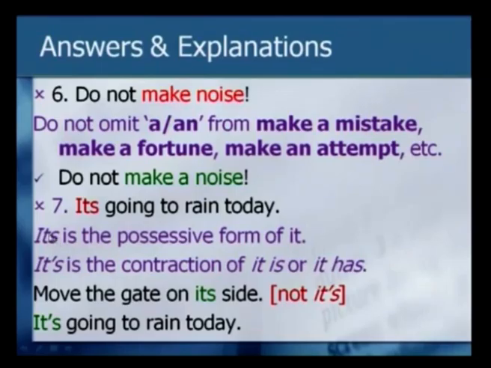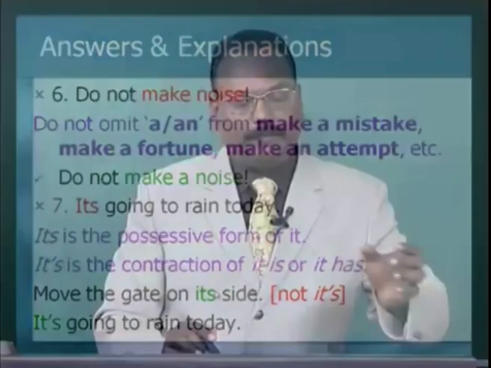Now, this can be used in something like move the gate on its side. So, the its is referring to gate, the possessive form, not it is, whereas it's going to rain today, it's been raining continuously, meaning it has been raining continuously, that is the correct form. So, this is a common error people commit between it's and its, but one is with the apostrophe meaning it is, the other one is the possessive form.